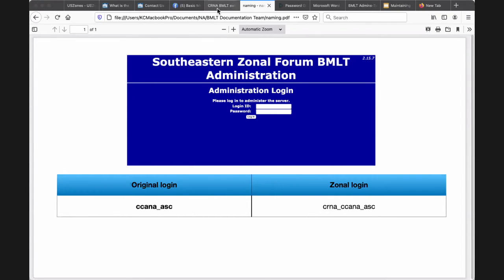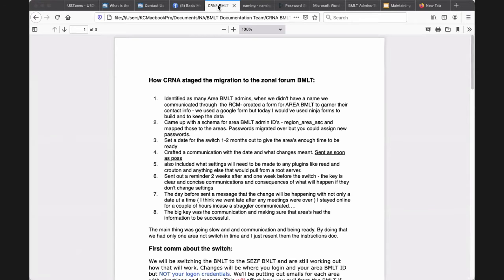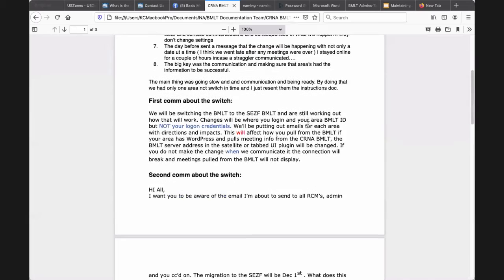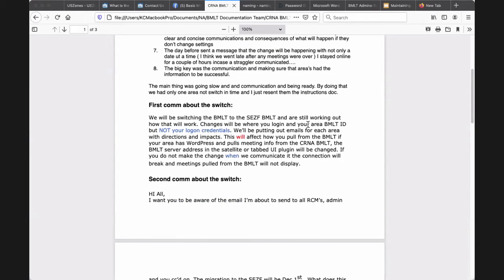Now, one of the things that was also a challenge was when you have 25 area admins, how do you disseminate the information? What I did is I came up with a 3-step communication plan, setting up emails. The first one was just a communication of what we're going to be doing, how it will affect them, and especially for those who were area admins, how they were going to change their settings for their different plugins, because it was no longer going to be the crna.org main server or BMLT main server. It was going to change.